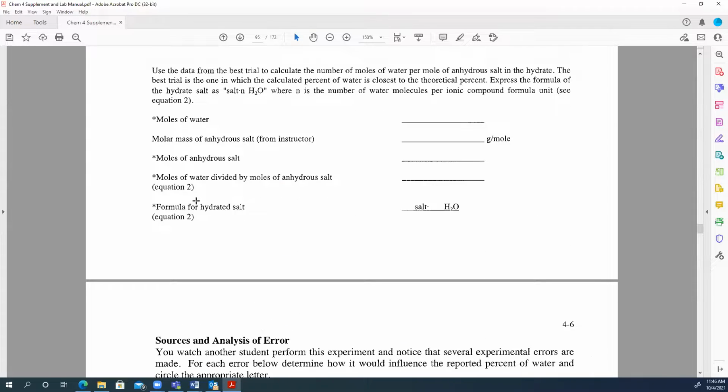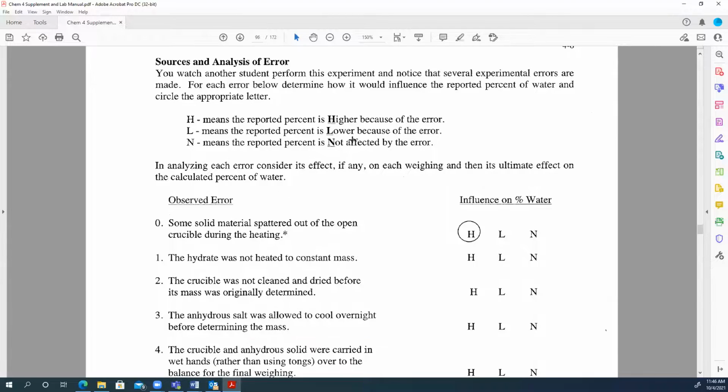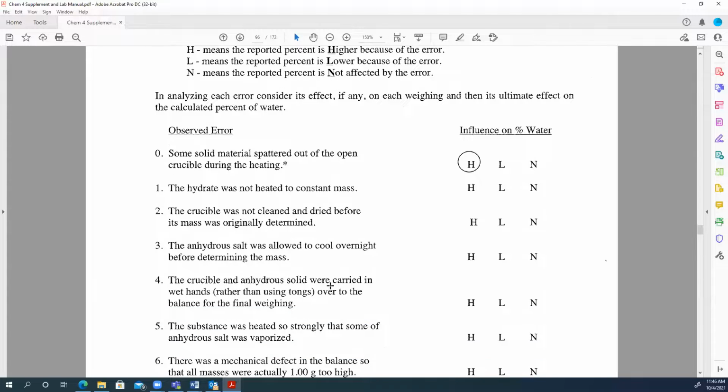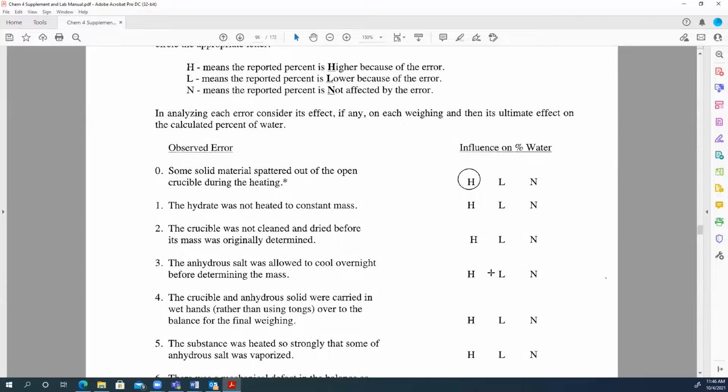Calculations we can talk about later, or you can work on these. And then these are some common errors that might happen in this experiment and how they might impact your results. Some solid material splattered out of the open crucible during heating. If we lose some solid material, it's going to look like we have more water, because the mass went down more than it should have. And so that leads to a higher error, that is a higher percent water.